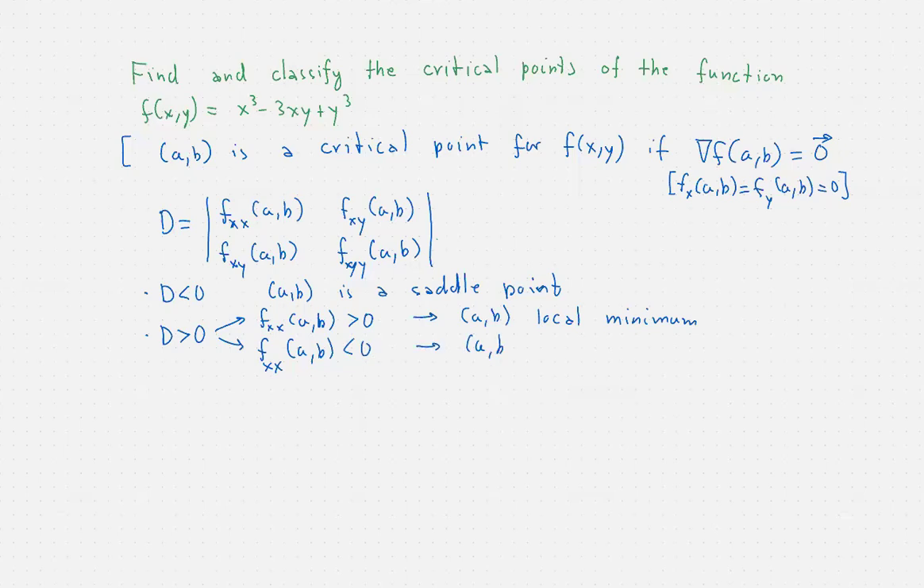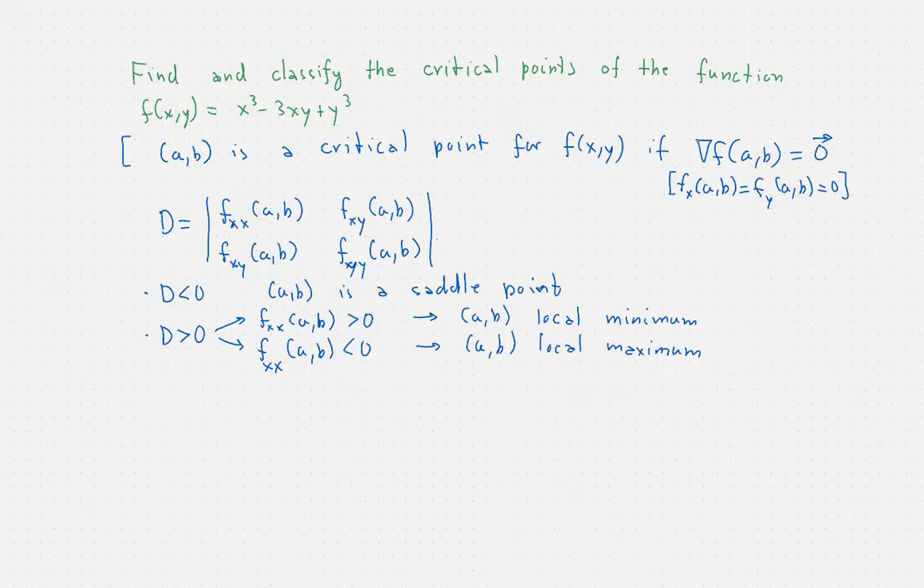There are two things that we should note here. Somebody might say, okay, what happens if f_xx at (a, b) is equal to 0 in the case that D is greater than 0? And the answer is this can never happen. If we look at this determinant, we can see that there's no way that D is greater than 0 and f_xx is equal to 0. Also, instead of f_xx at (a, b), we could take f_yy at (a, b).